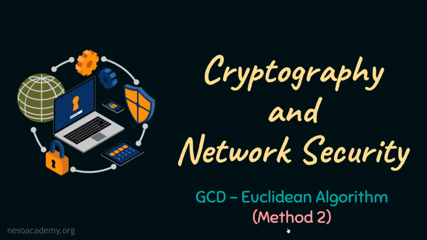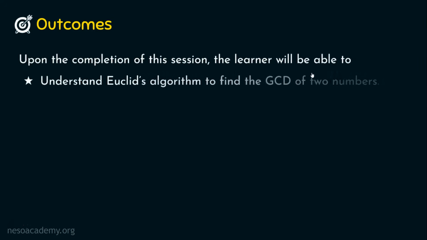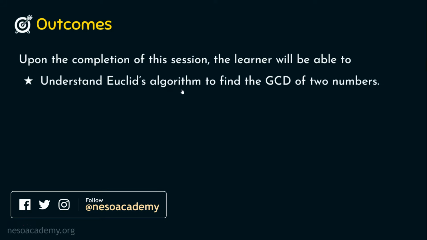In the last presentation, we have seen method 1 of finding the greatest common divisor of two numbers using Euclid's algorithm. In this presentation, we are going to focus on method 2 of finding the GCD of two numbers using the Euclidean algorithm. Let's dive into the outcomes part. Upon the completion of this session, the learner will be able to, we have only one outcome for the day, which is understand Euclid's algorithm to find the GCD of two numbers using the method 2 approach.